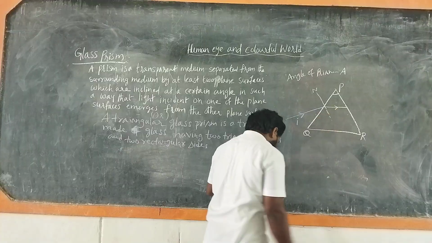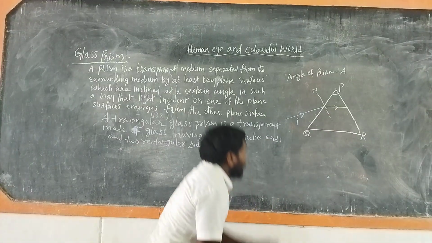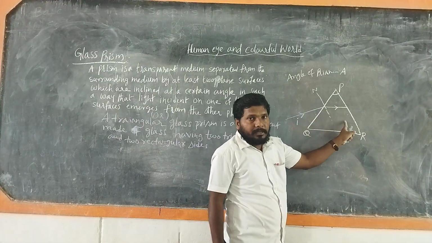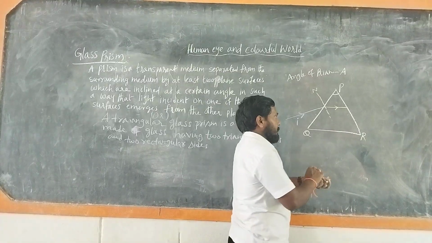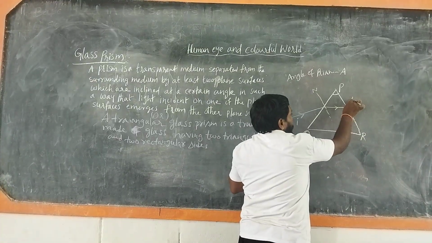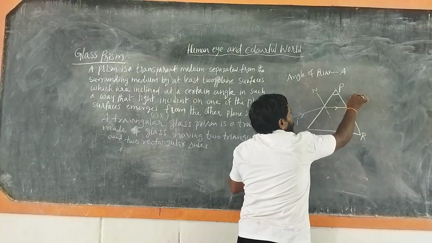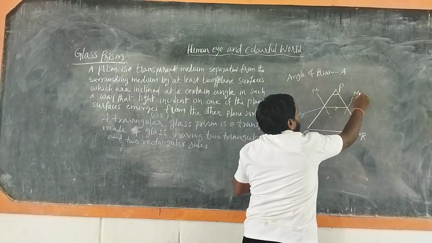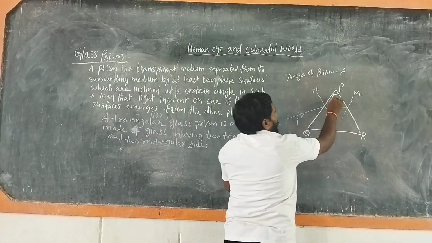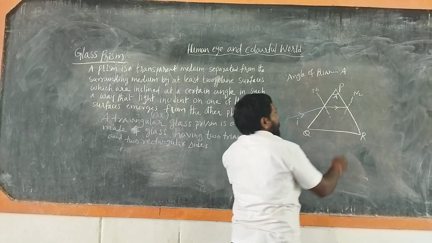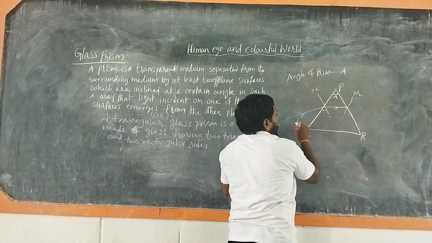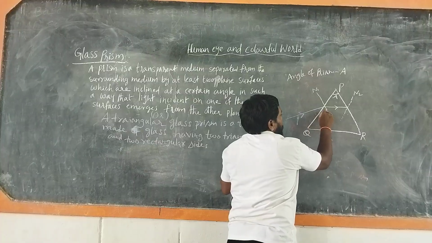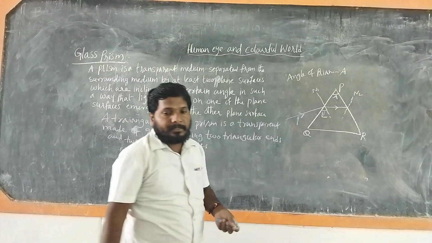Then again it is incident on the second surface. Where the light is incident, we need to draw normals N1 and N2. Here we take the angle, and this is the angle of incidence.